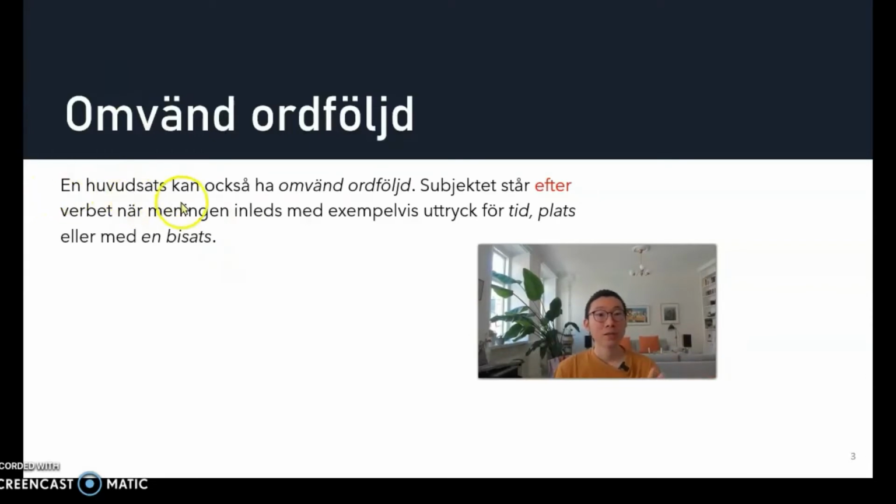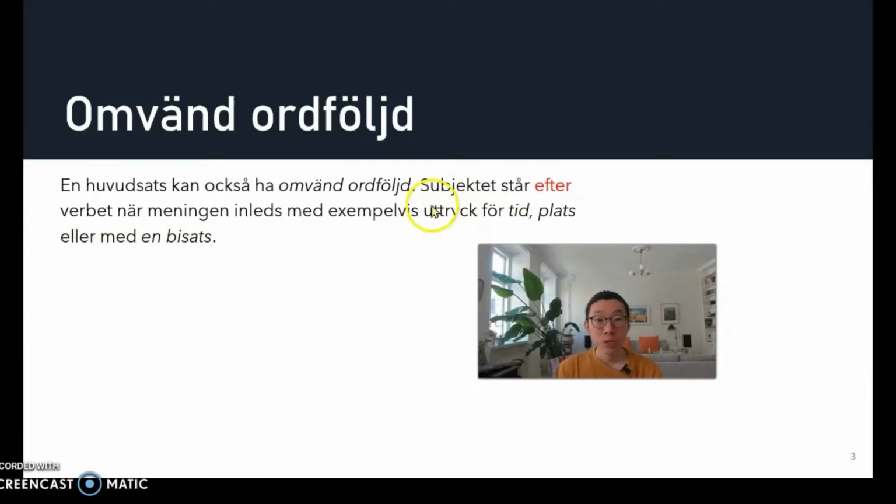En huvudsats kan också ha omvänd ordföljd. Subjektet står efter verbet när meningen inleds med exempelvis uttryck för tid, plats eller med en bisats. So a main clause can also have switched word order. The subject is placed after the verb when the sentence is led by, for example, expressions for time, place, or with a subordinate clause.